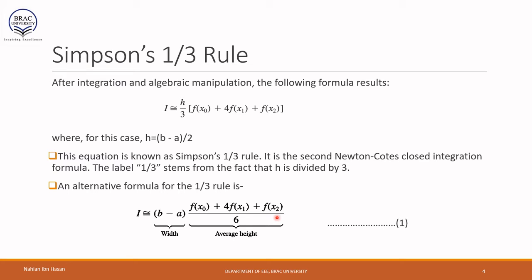f of x0 and f of x2 are the function values at the boundaries of this segment, and f of x1 is the function value at an intermediate point within this segment. This is the average height. So that's the modified Simpson's 1/3 rule that we can directly apply to tabulated data or functions or equations.